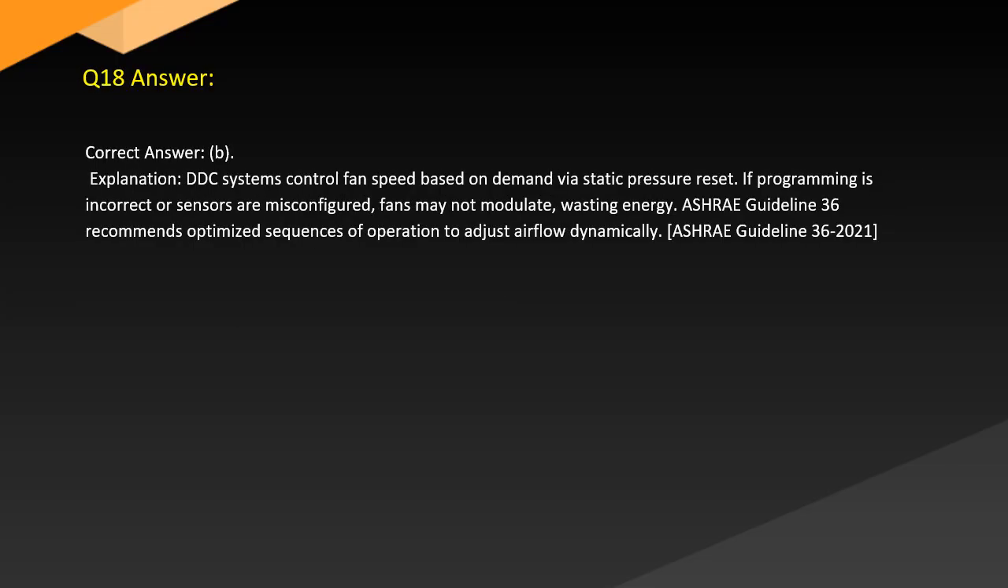Answer. Correct answer, B. Explanation. DDC systems control fan speed based on demand via static pressure reset. If programming is incorrect or sensors are misconfigured, fans may not modulate, wasting energy. ASHRAE Guideline 36 recommends optimized sequences of operation to adjust airflow dynamically. ASHRAE Guideline 36-2021.